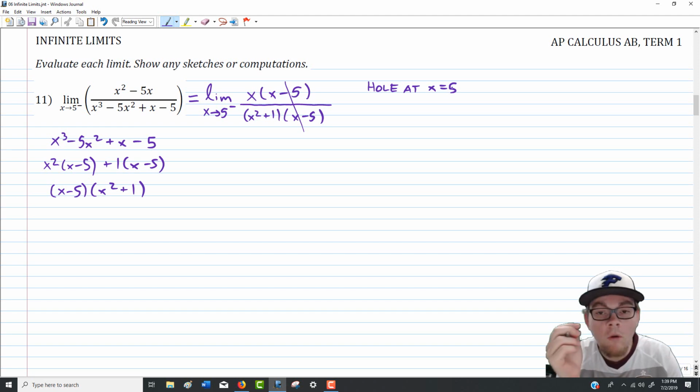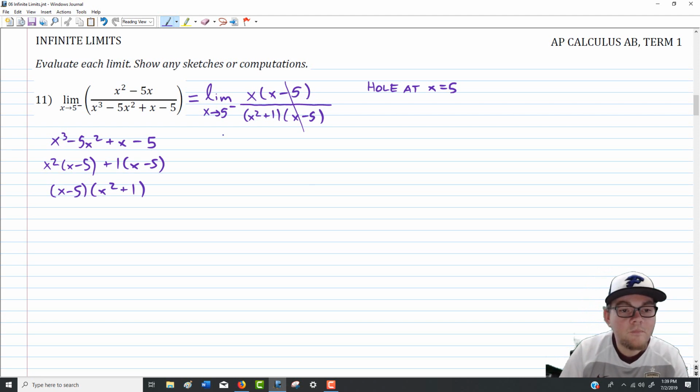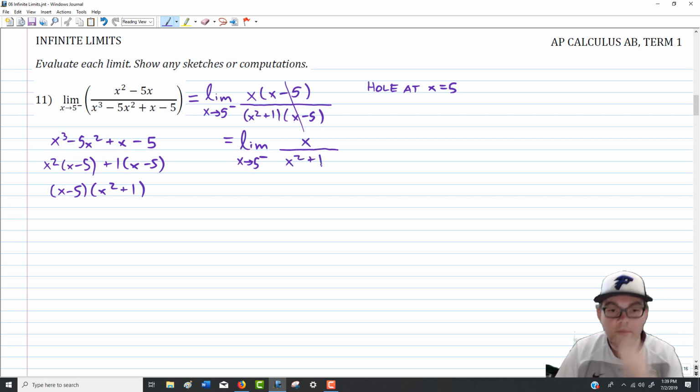And not only do we have a hole, but we should have that the limit exists. From both directions, it should be approaching the same y value, because we were getting an indeterminate 0 over 0 form because of that x minus 5 that we just divided away. What that means is our limit, as x approaches 5 from the left side, is actually going to be evaluating the same limit for x over x squared plus 1.